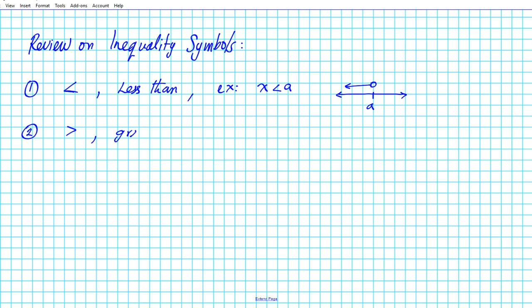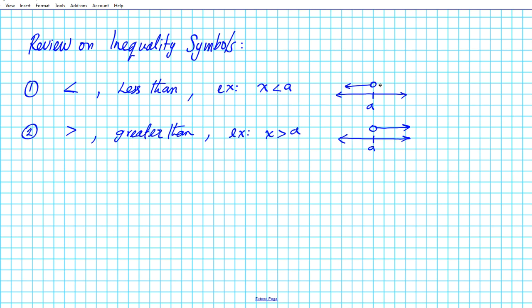Alright, number 2, let's say you have the greater than inequality symbol. It is written as greater than. Let's take a look at a graph. Let's say you have x is greater than a. How does that look on the number line? So let's just graph a on the number line. And we have an open circle, greater than points to the right. Okay? So don't forget, less than points to the left and greater than points to the right.